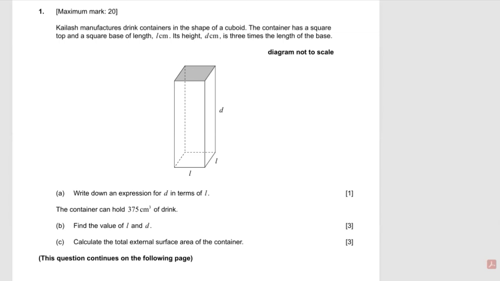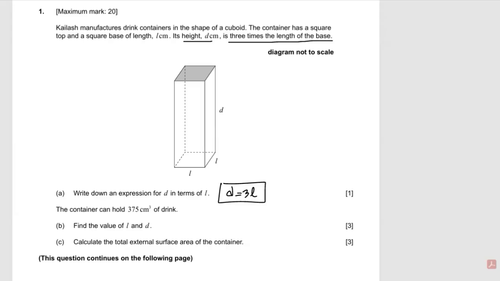Question 1. Kailash manufactures drink containers in the shape of a cuboid. The container has a square top and a square base of length L centimeters. We can see the square base. Its height D centimeters is 3 times the length of the base. So height is 3 times the length of the base. Some key information. Part A, write down an expression for D in terms of L. So it's written right over there. D is 3L. Height 3 times the length of the base.